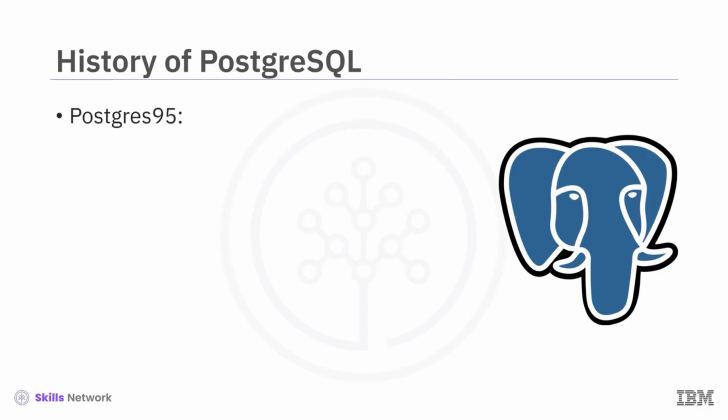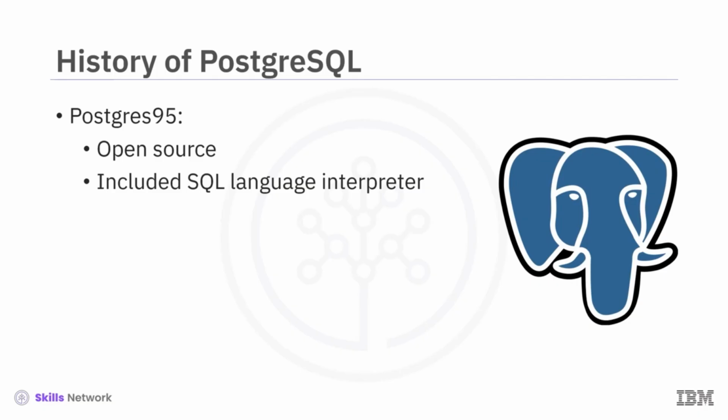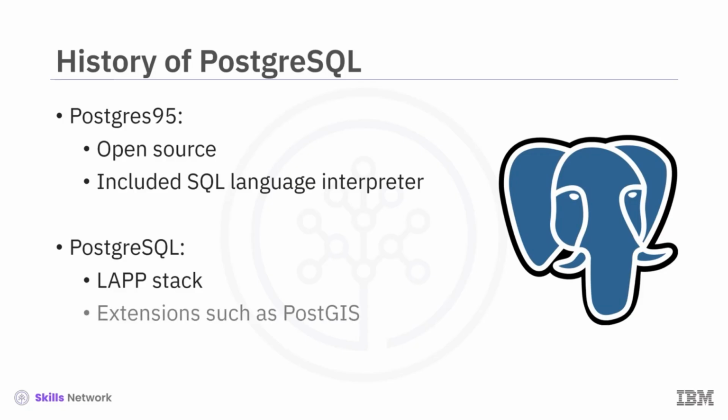In 1994, the open-source Postgres 95 was released, which included an SQL language interpreter. This was soon renamed PostgreSQL and is today generally pronounced as simply Postgres. You can use it as part of the LAPP, Linux, Apache, PostgreSQL, and PHP stack for web applications and websites. And you can also use independently developed extensions for additional functionality, such as PostGIS for geographic and spatial data handling.